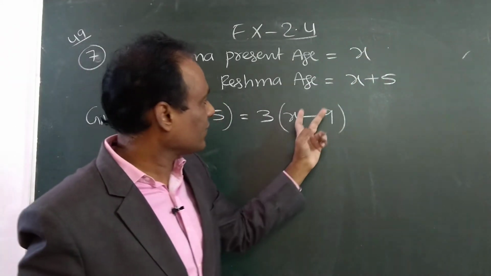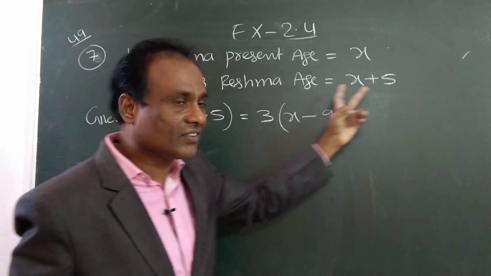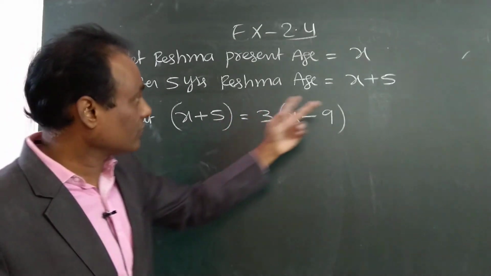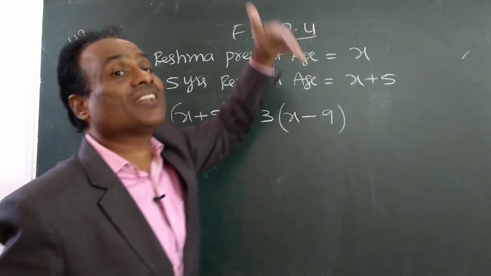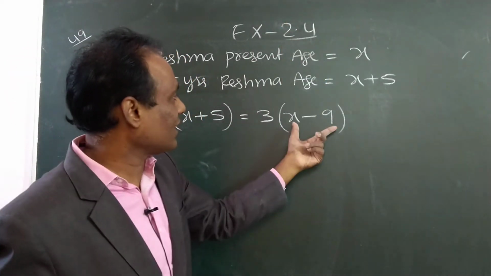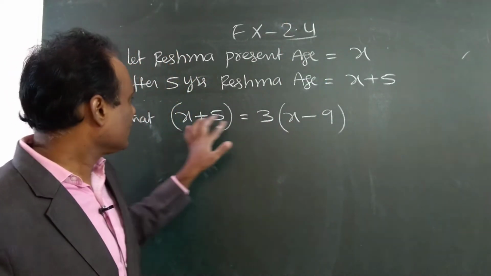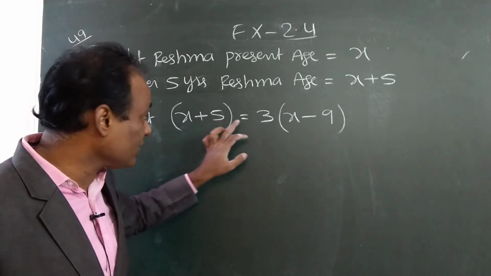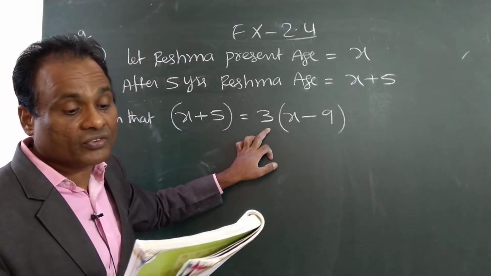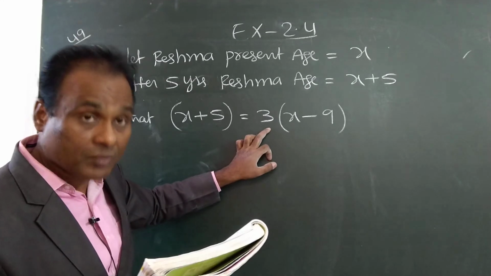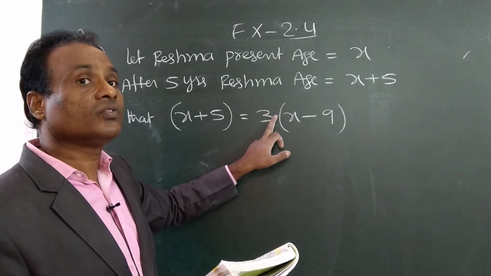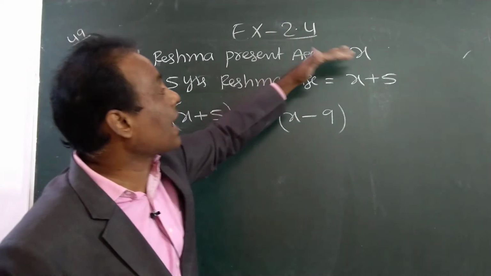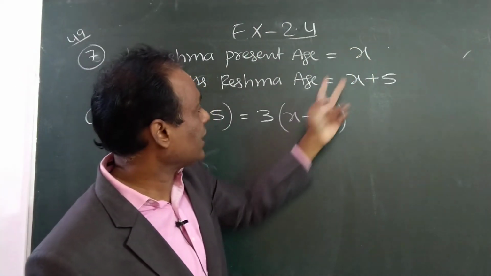Nine years ago it is X minus 9. Present age is X plus 5. That means after 5 years the age is X plus 5. Nine years back the age is X minus 9. The relation is that after 5 years the age is 3 times. Read the question: 3 times means 3 into which age? Nine years back age, X minus 9.